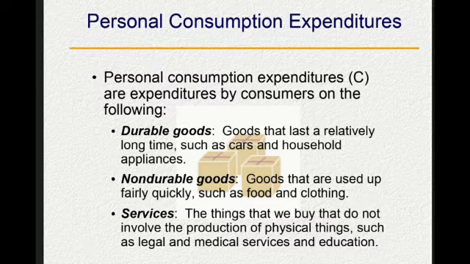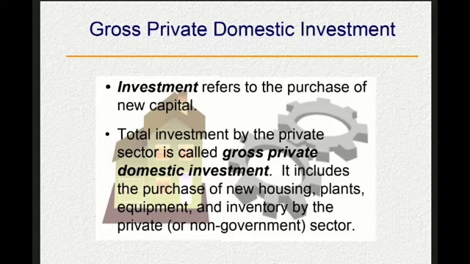Similarly, there are subdivisions in gross private domestic investment too. What are they? Investment refers to the purchase of new capital. So the following are the different subdivisions coming under gross private domestic investment. First one, investment refers to the purchase of new capital. Total investment by the private sector is called gross private domestic investment. It includes the purchase of new housing, plants, equipment and inventory by the private sector.